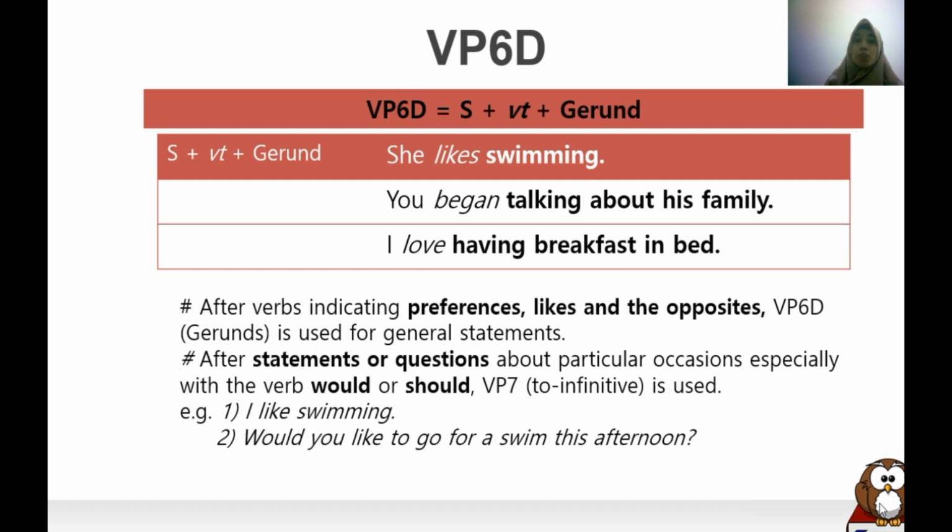But the second sentence, would you like to go for a swim this afternoon? It is a question, and it starts with the verb would, so we use VP7 or the to infinitive instead of VP6 or the gerund. I hope that's clear.